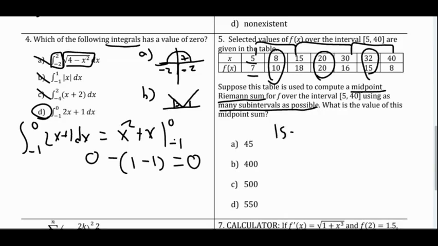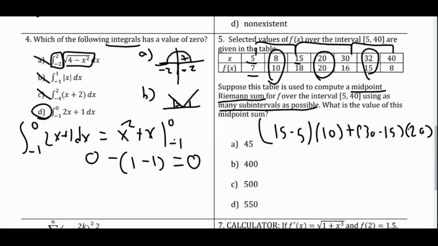So I'm going to do 15 minus 5 times, not 8, I'm going to use the value at 8, which is 10, plus the interval from 30 to 15 times f of x at 20, which is 20, plus the interval from 40 to 30 of f of x at x equals 32, which is 15. And now I just compute. So 15 minus 5 times 10 is 100.